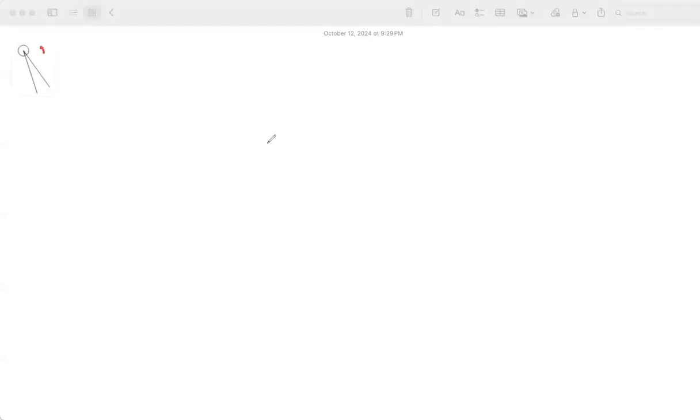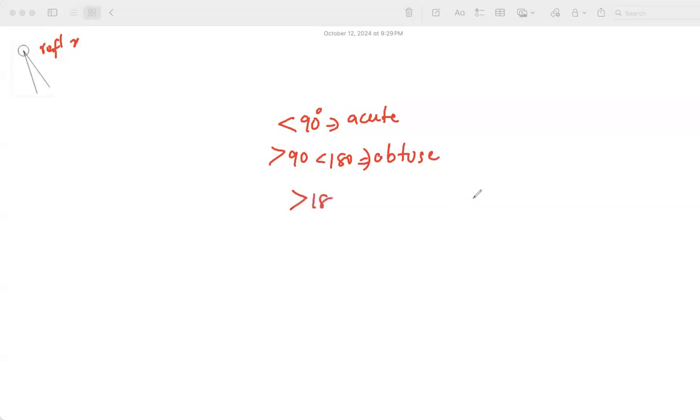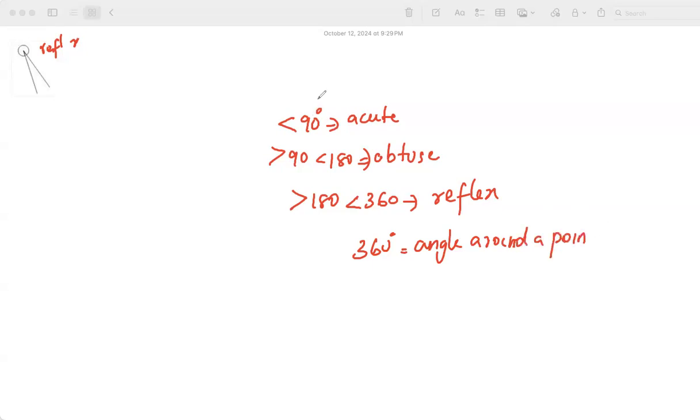That is called a reflex angle. Less than 90 degrees is acute. I'm writing it for you guys. Oh, so if it's greater than 180 but less than 360, it's a reflex angle. Correct. Can I move on?